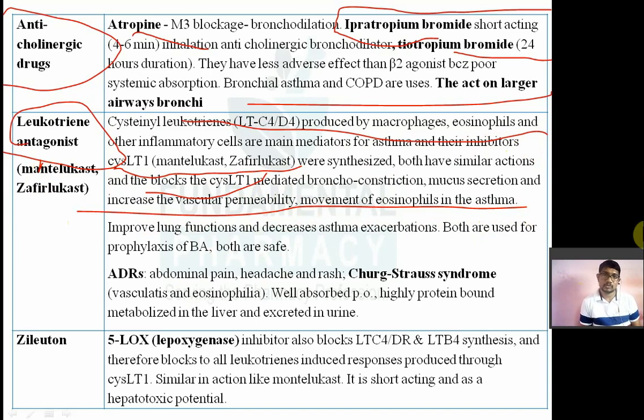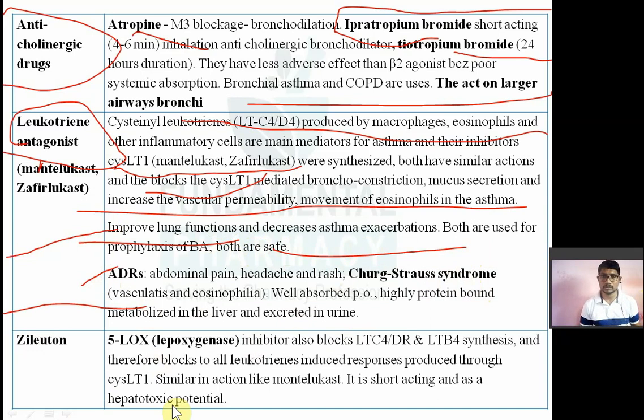They will improve bronchial function, increase lung function, and decrease exacerbations of asthma. Both are used for prophylaxis of bronchial asthma and both are safe. Now, what are their adverse reactions? Abdominal pain, headache, rash, then Churg-Strauss syndrome, which involves increased vascularity and eosinophils.